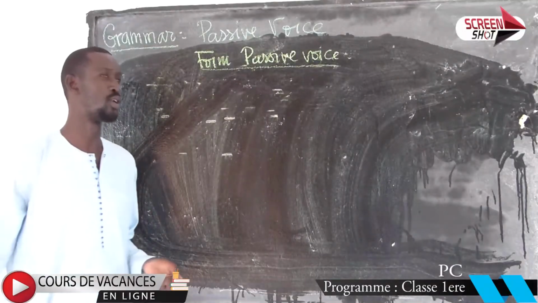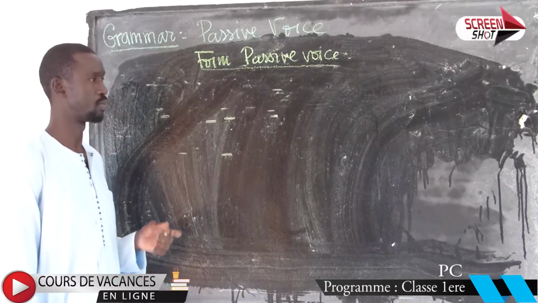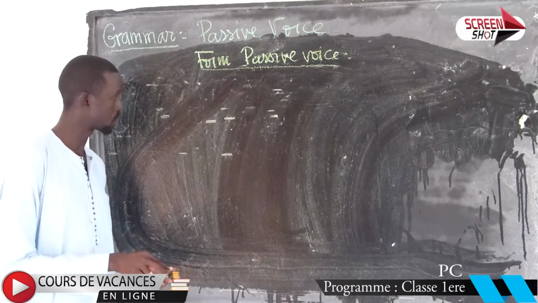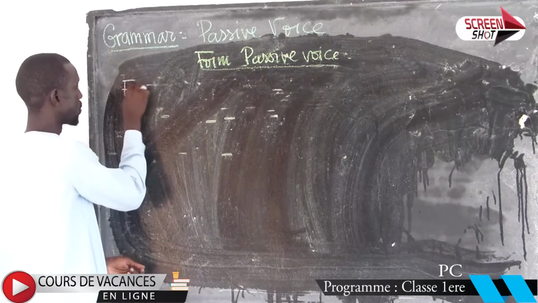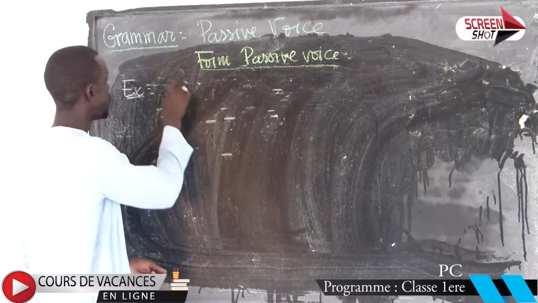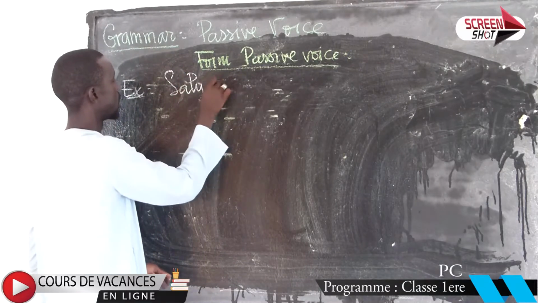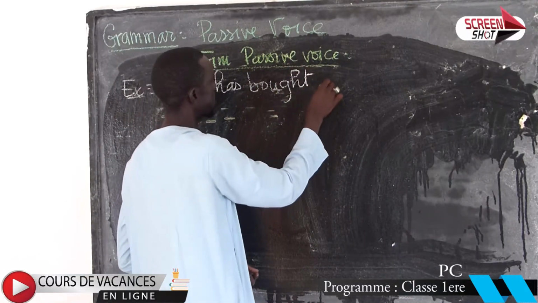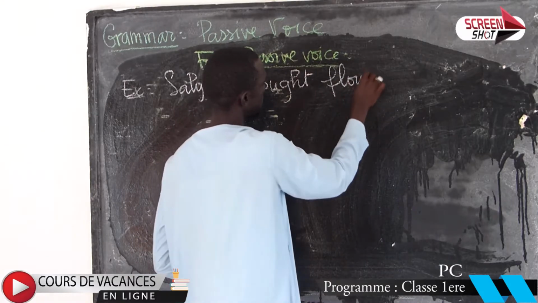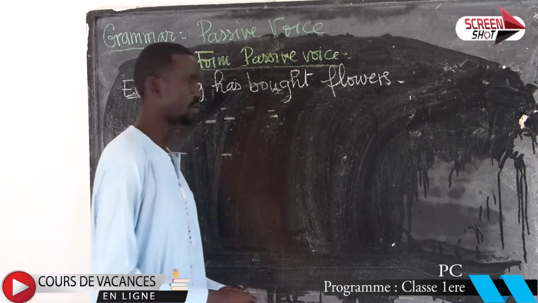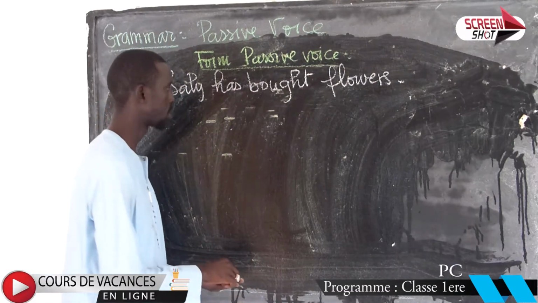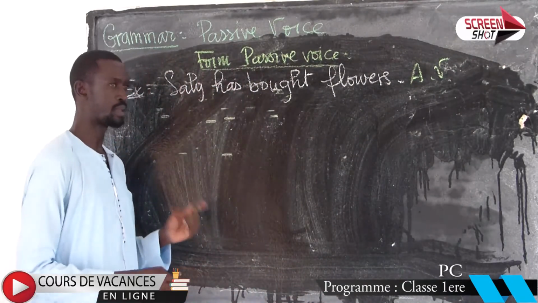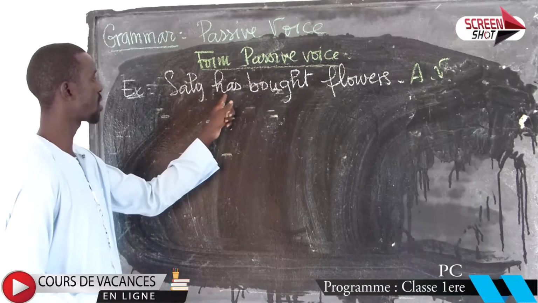We said lately that to form the passive voice, we use the auxiliary to be, same tense with the verb in the active voice, and the past participle of the verb. We can have another example. Sally has bought flowers. Sally has bought flowers. We have active voice. You say that we use to be, same tense with the verb in the active voice. The verb is has bought.